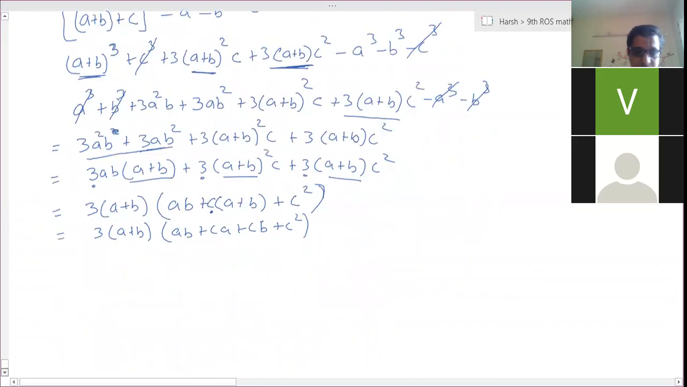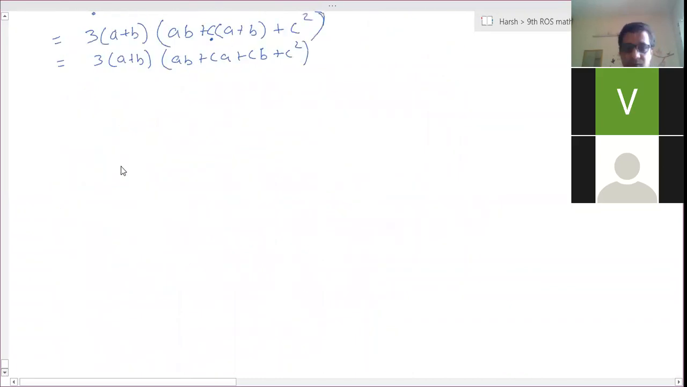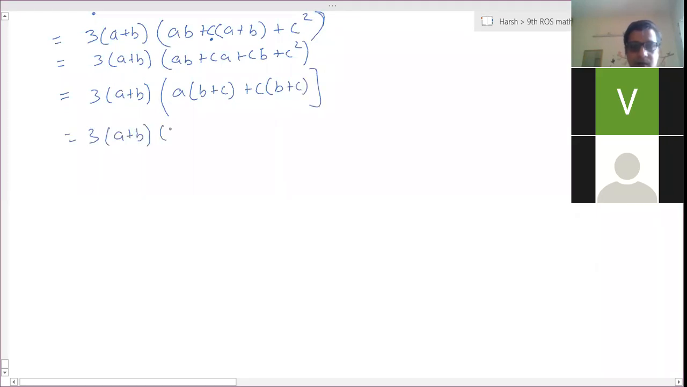Yes, sir. Then what do we have to take common in this? What will you take common? A common, B common, plus C common. So we will get 3(A plus B) into A plus B, A plus C, B plus C. This is the answer.